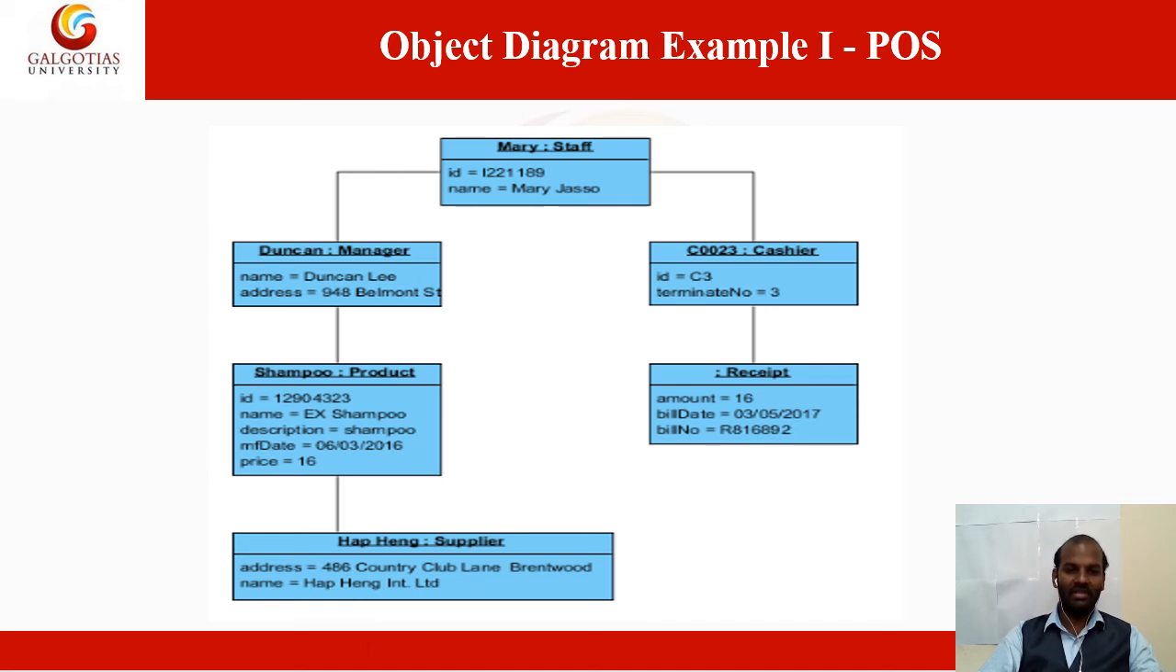And coming to the manager, the manager must have the name of the person and then the address of the particular manager. So that they are defining over here. And product: every product, what is the name of it, what is the ID of the particular product, what is the description, what is the manufacturing date, and what is the price of each product. And coming to the supplier, the supplier must have the address and the name.